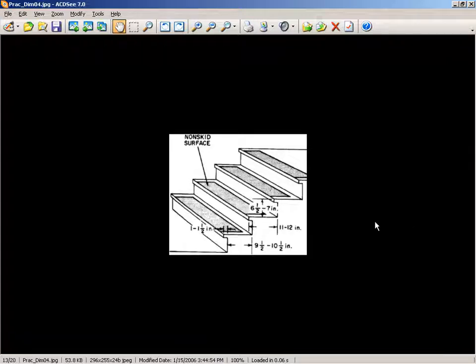Stairs are also a great reference. And typical stairs, I mean, there are exceptions to the rule, but usually they're between 8 and 12 inches wide, and they rise up about 6.5 to 7 inches. I usually just go with 7 and 11.